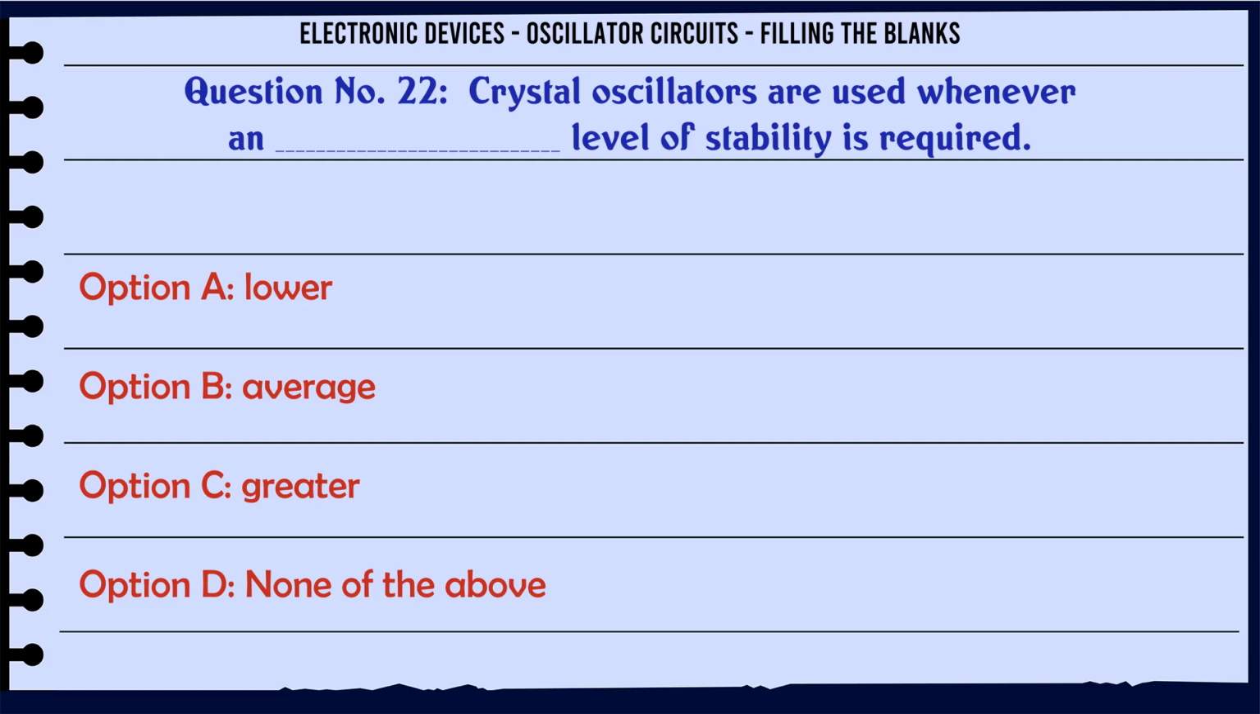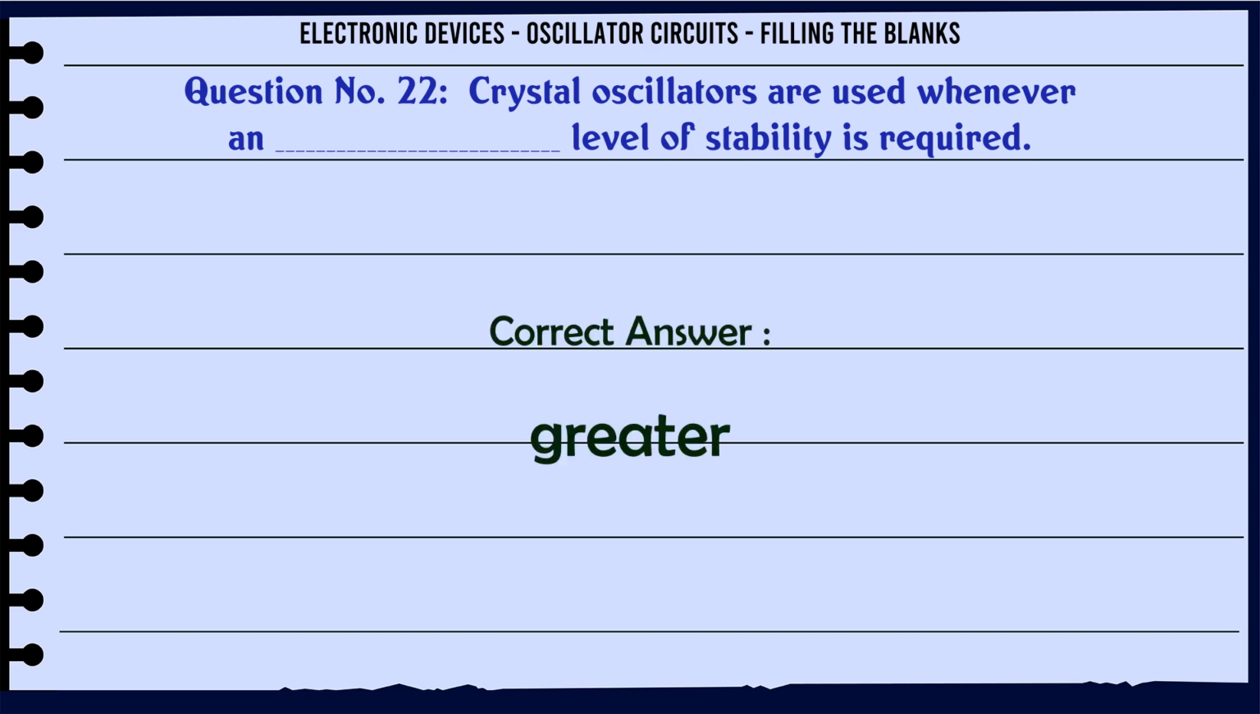Crystal oscillators are used whenever an ___ level of stability is required. A. Lower, B. Average, C. Greater, D. None of the above. The correct answer is greater.